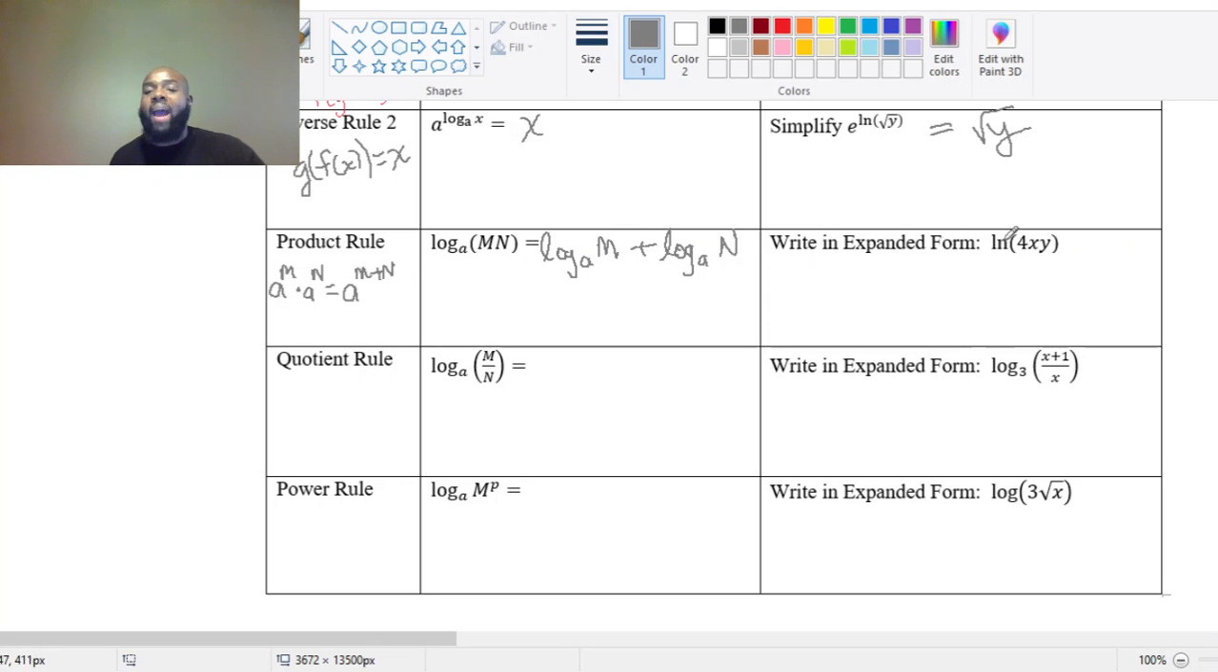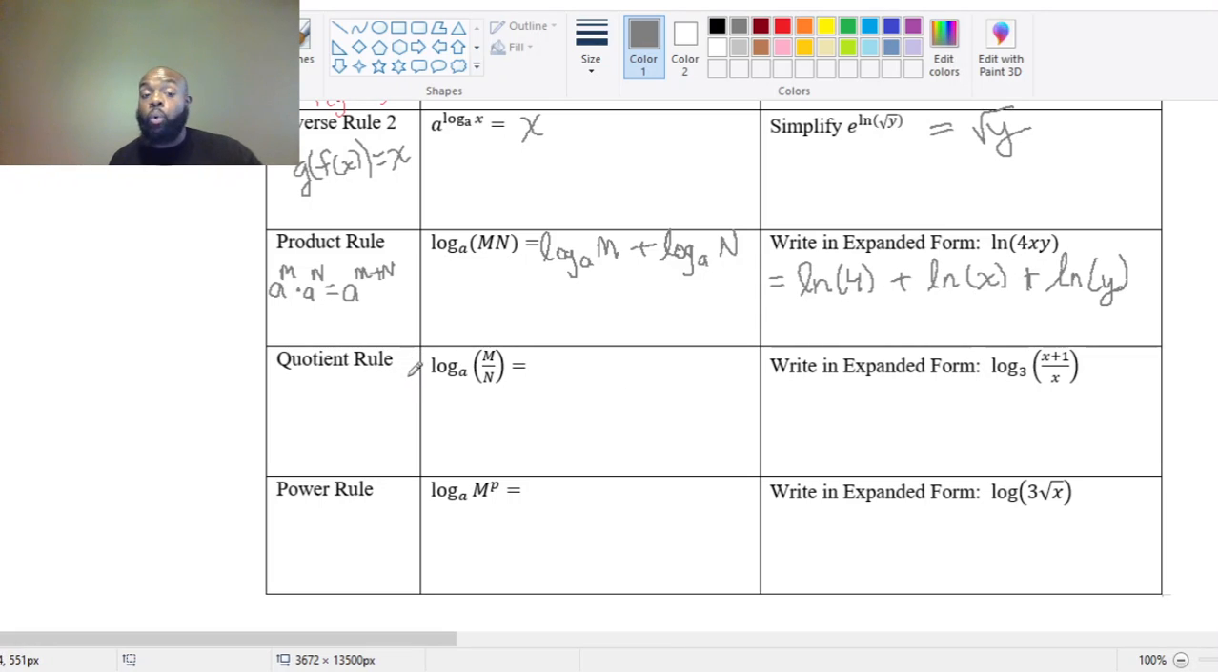We could write the natural log of 4xy in expanded form because that 4, that x, and that y are all multiplied by each other. So I can write this in expanded form as the natural log of 4 plus the natural log of x plus the natural log of y. And that's a plus sign right there.